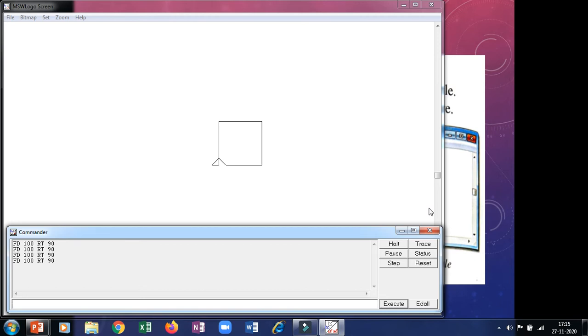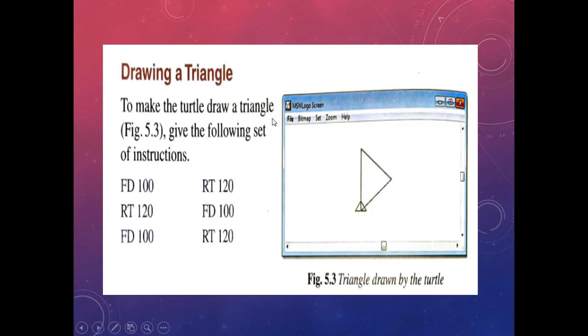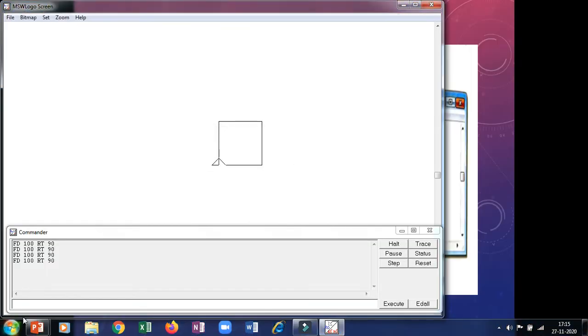Now let us go to the chapter. Now to draw the triangle, the command is fd100 rt120, and that too 3 times, because it is a triangle. Here all the sides are equal for a triangle, so the forward command is equal. The number of steps for the forward command is the same.